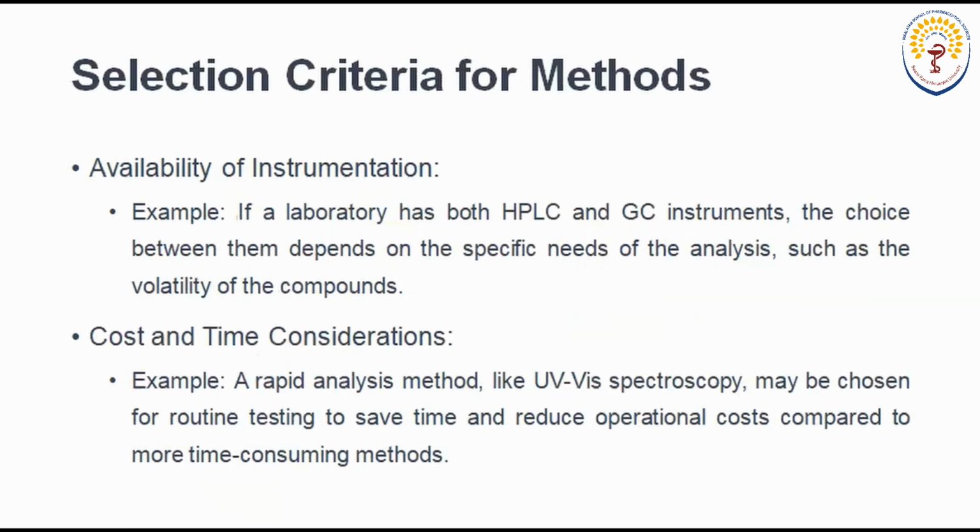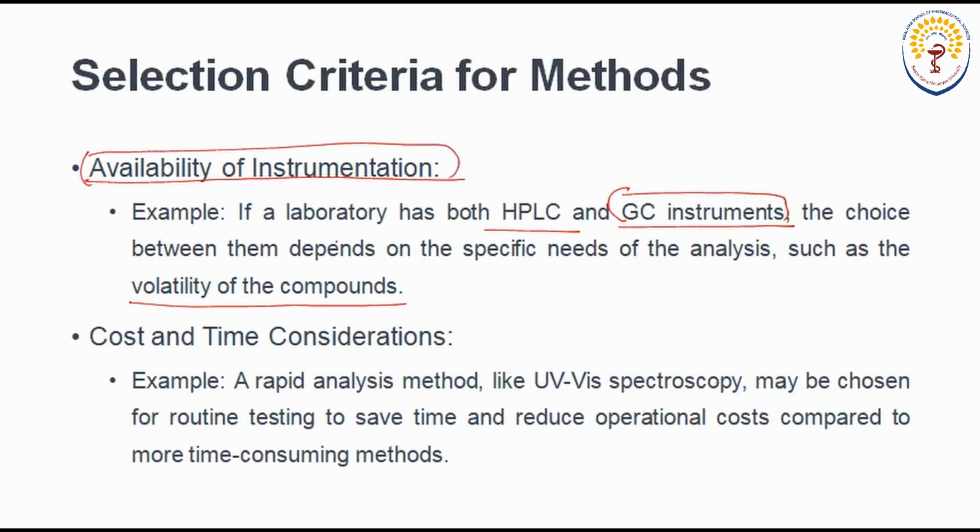Now the next selection criterion is the availability of the instruments. For example, you have both HPLC and GC in your lab. There is a sample which has volatile compounds. You want to separate them and identify them. So obviously you will use GC, because GC is specifically for volatile compounds. Some instruments are specific for some kinds of compounds. So that depends upon what kind of instrument you have and what kind of sample you have.